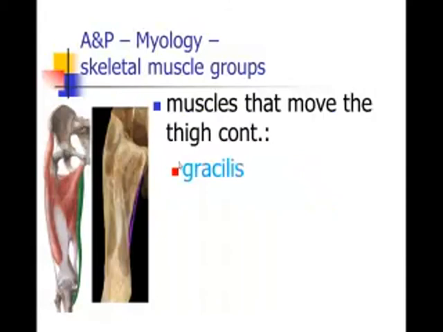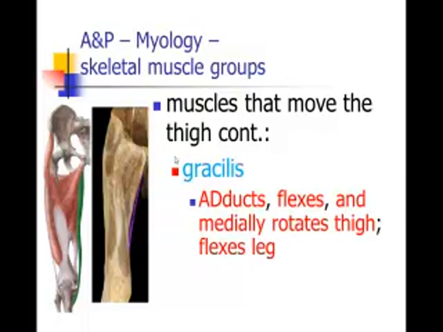We have gracilis. That's another medial compartment muscle. And this one, though, goes across both joints, both the hip and the knee. So it's an adductor, flexor, and medial rotator of the thigh. And because it goes across the knee, it also is a flexor of the leg. This is one of the pes anserine muscles.